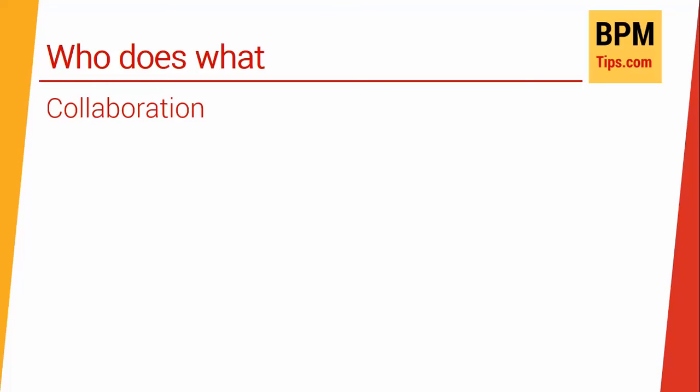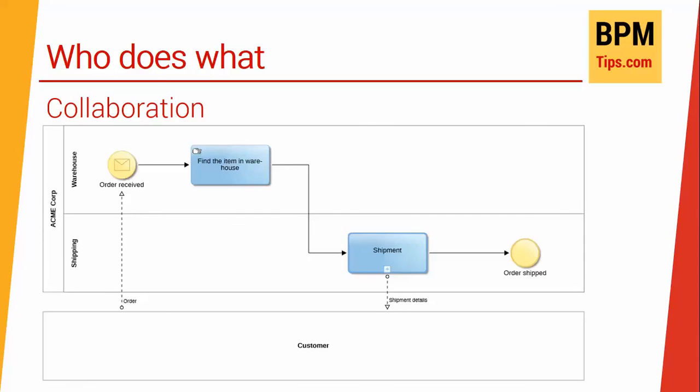But if we have more participants, we would like to state how the collaboration takes place. For example, here we want to specify that what starts the process is a message from a customer, the order. And after we finish shipment, we send shipment details to the customer.